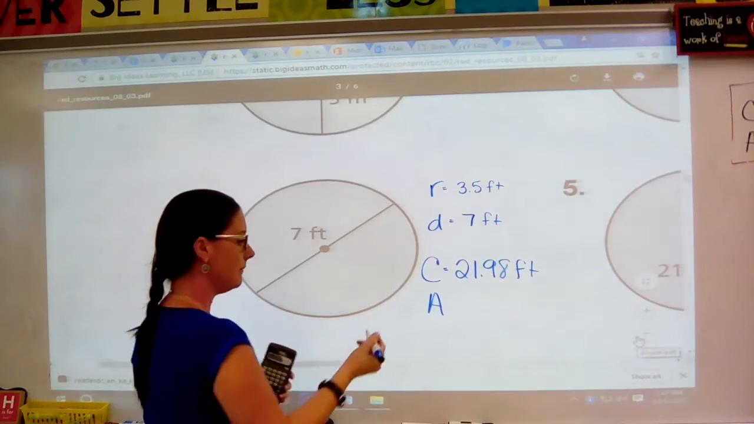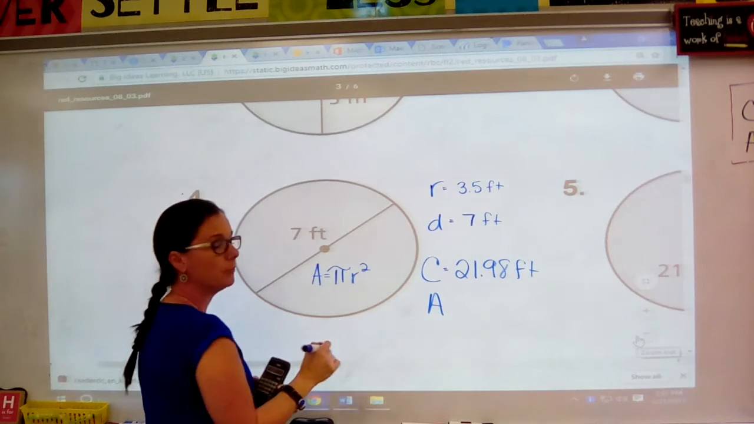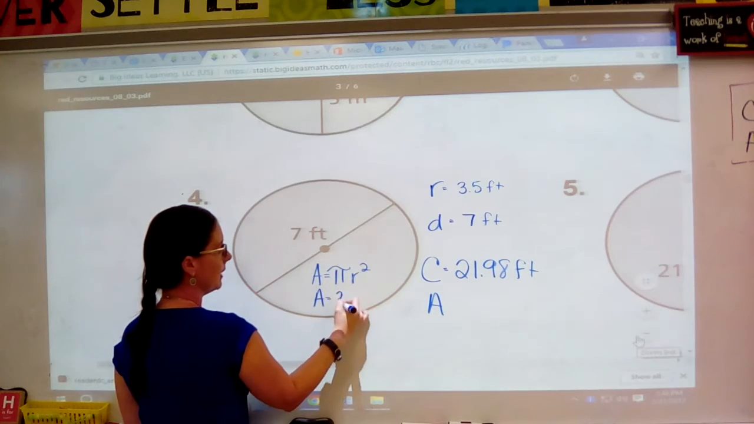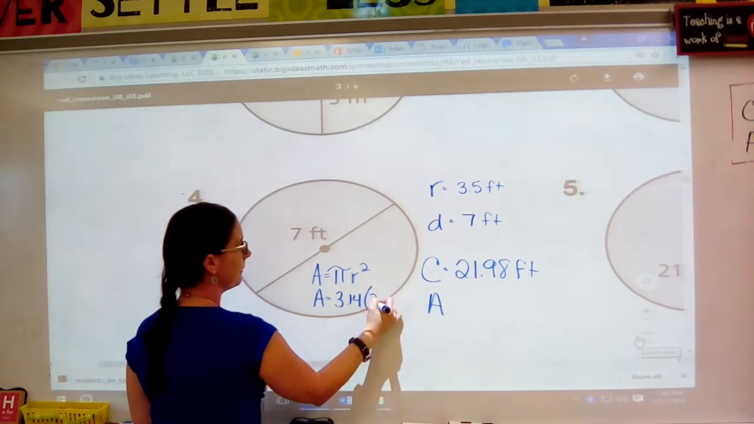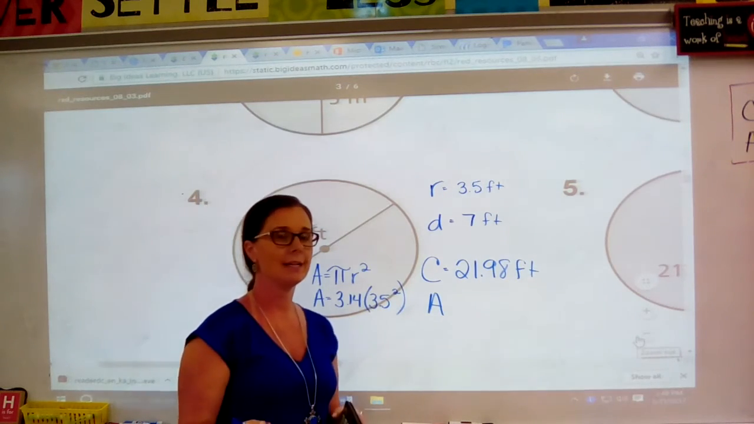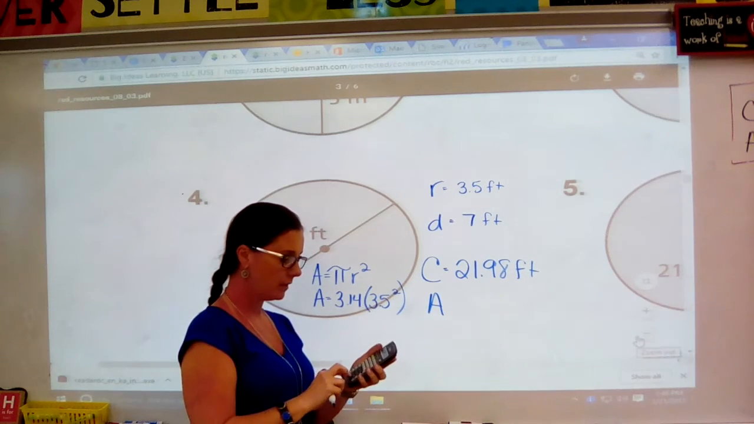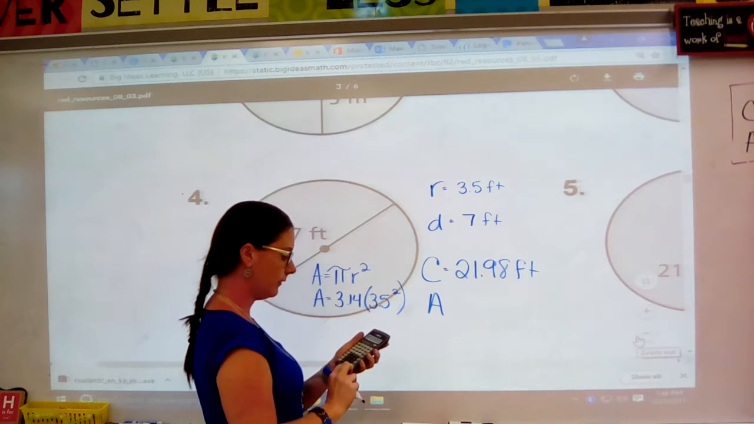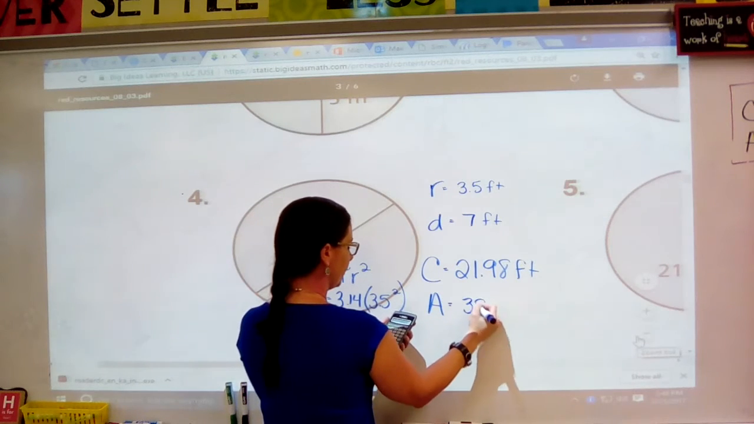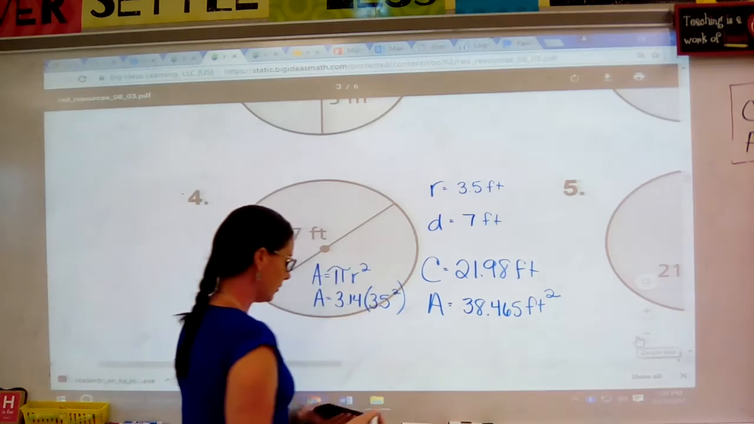If we're now finding area, my formula for area of a circle is pi r squared. You should have these memorized. I'm going to fill in what I know. I know that pi is 3.14, and I know my radius is 3.5, and it must be squared. The exponent 2, or squaring something, means that I'm going to do 3.5 times 3.5. So 3.5 times 3.5 times pi, or 3.14, would mean that I have an area of 38.465 feet squared. Area is always squared.